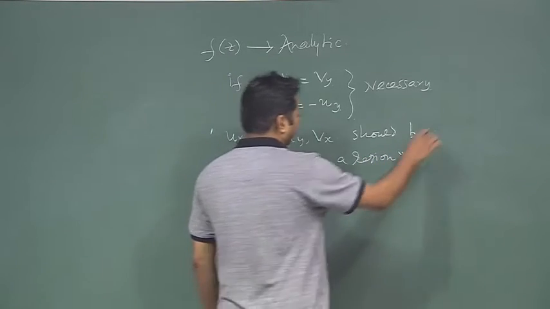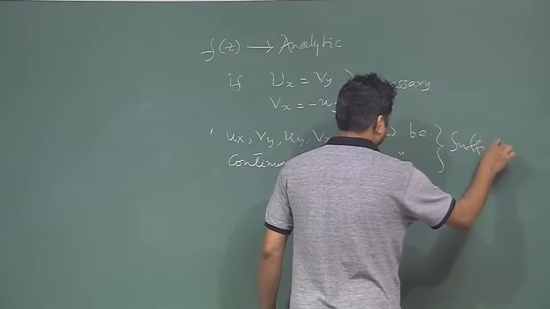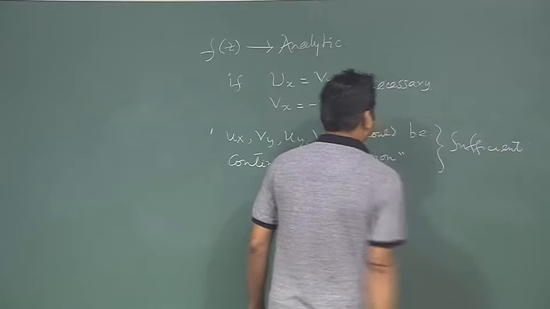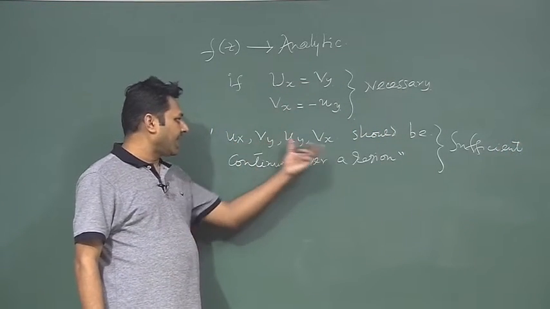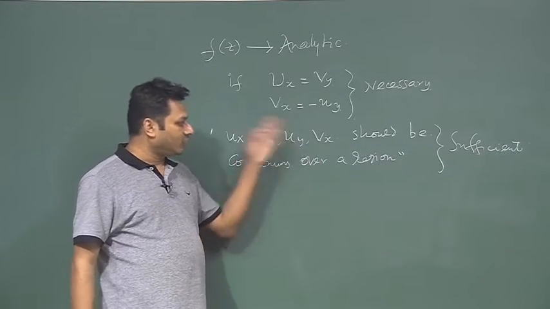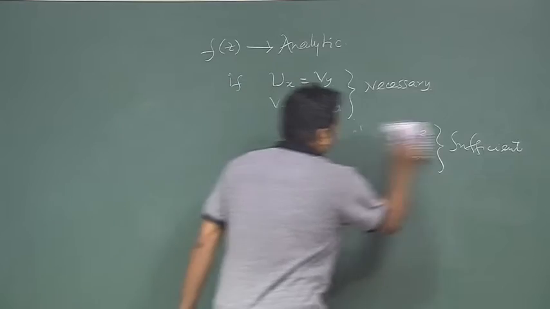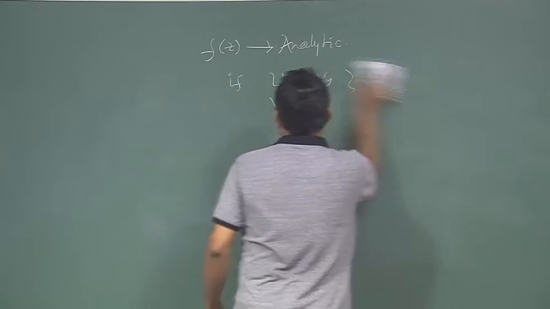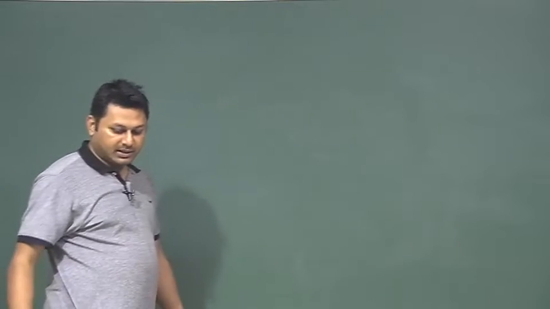This is sufficient. So, the necessary condition is that, and sufficient condition is they have to be continuous over a region. Fine. So, another way to define the analytic function.